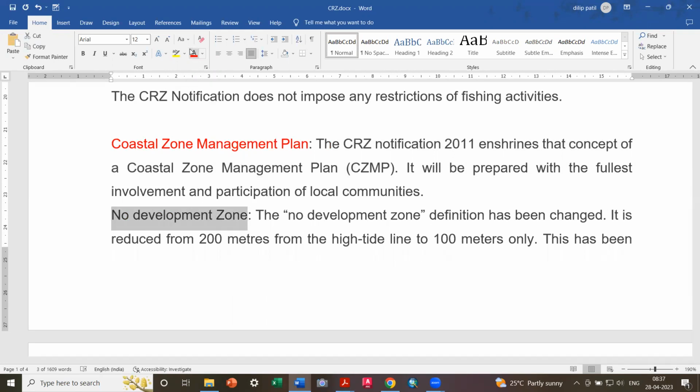Where we will not be able to construct anything. The no development zone definition has been changed. It is reduced from 200 meters from the high tide line to 100 meters only.